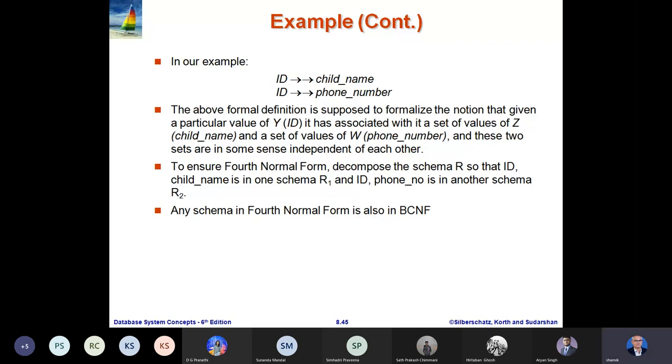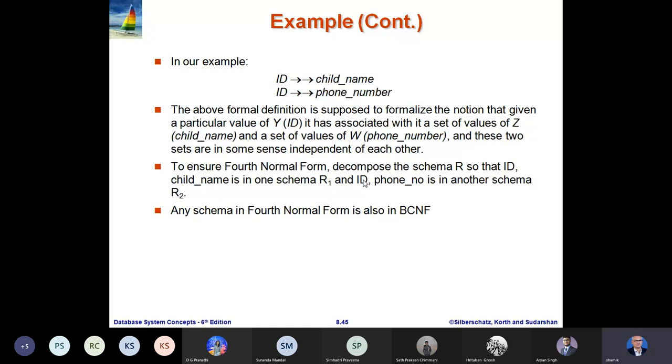So now, to ensure fourth normal form, decompose the schema R so that ID, child name is in one schema R1 and ID, phone number is in another schema. So that is very simple. Okay, and it can be shown that any schema in fourth normal form is also in BCNF. So this is a higher normal form as compared to BCNF.